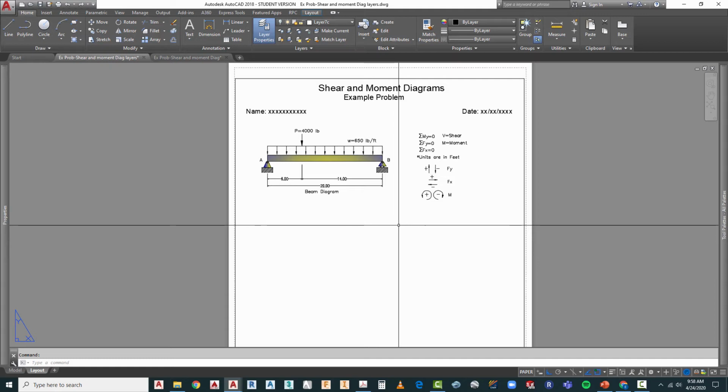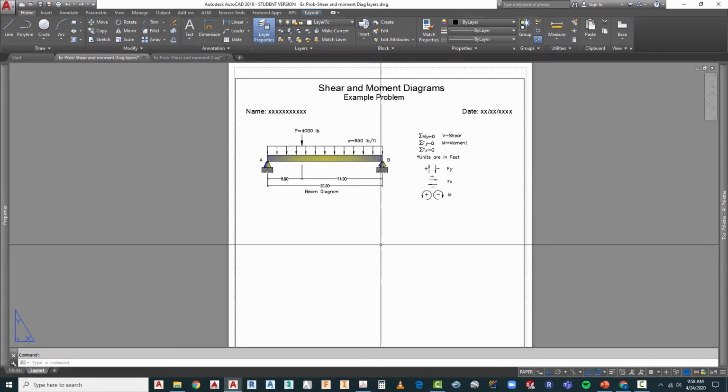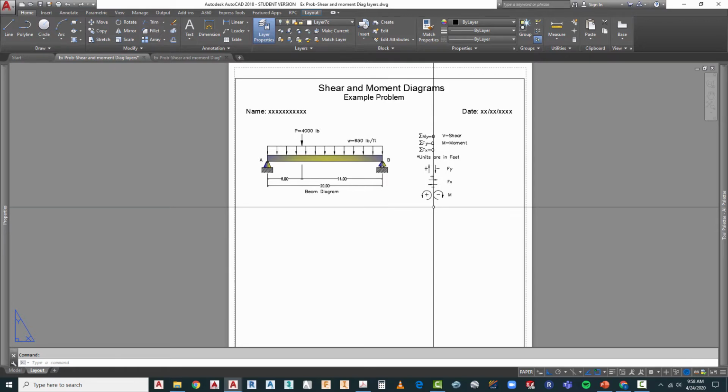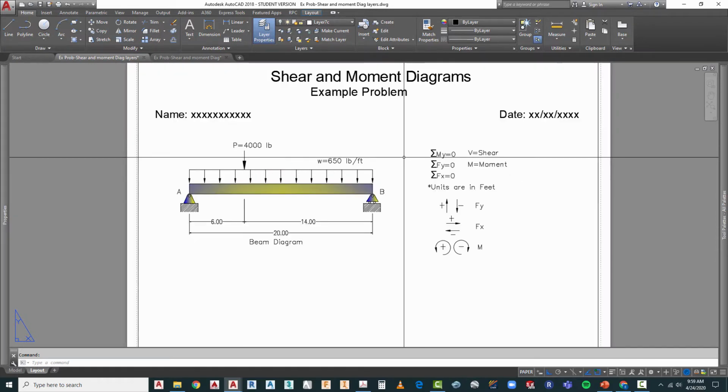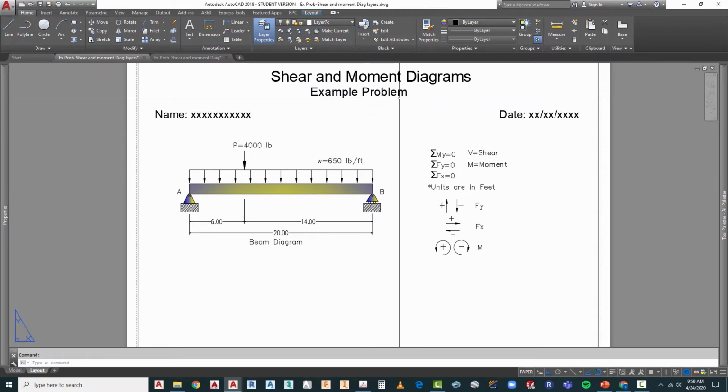What we have here is an example problem in AutoCAD. It's going to develop shear and moment diagrams for it. So if you take a look, zoom into it, this is going to be the same format, by the way, that you're going to have in the two problems that you're going to be doing as part of this assignment.